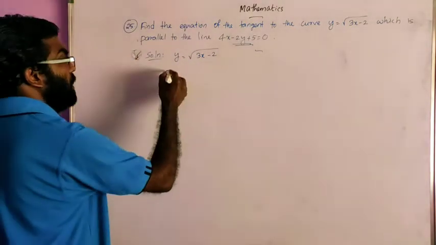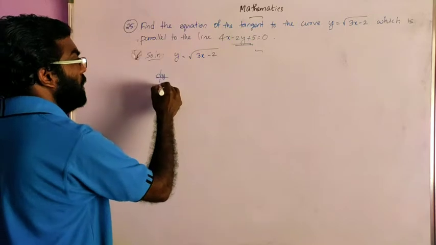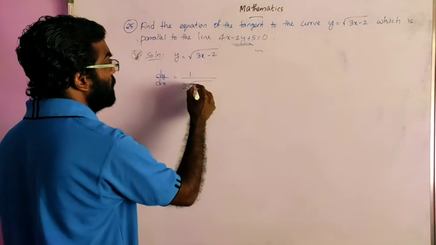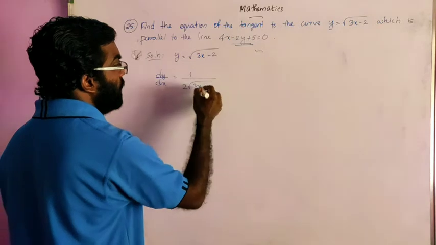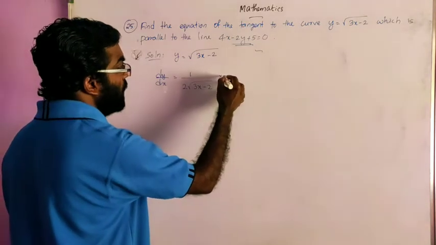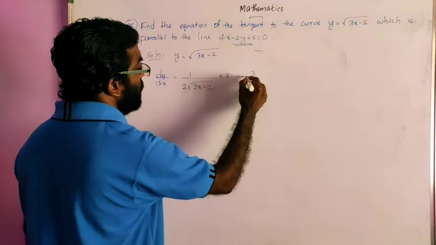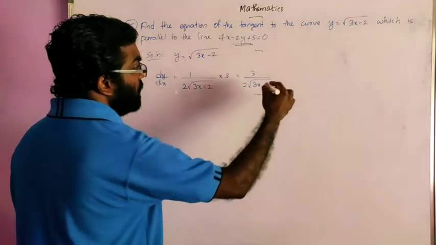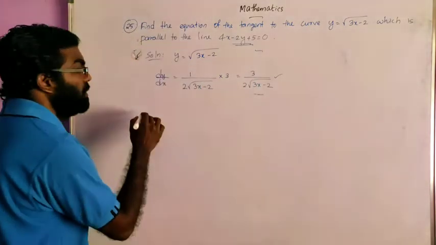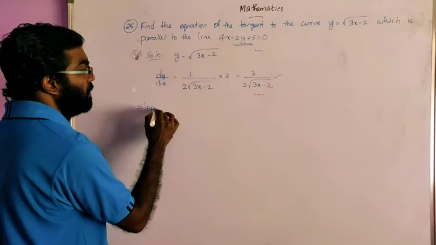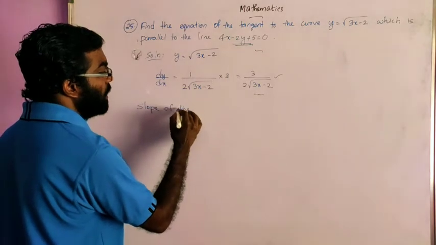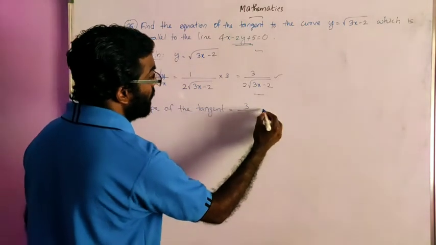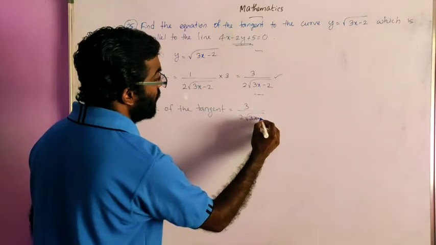Okay, so we can differentiate this one with respect to x. dy by dx is equal to the derivative of root x, which is 1 by 2 root x, then into the derivative of 3x minus 2, and it is 3. So 3 by 2 into root of 3x minus 2. So this dy by dx is what? Slope of the tangent. Slope of the tangent is equal to 3 divided by 2 root of 3x minus 2.